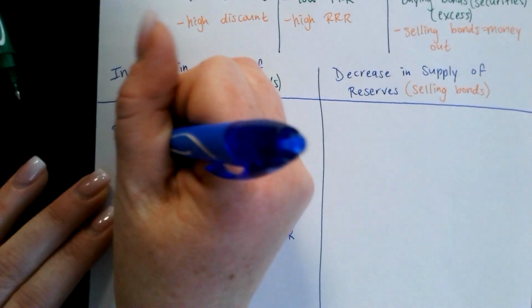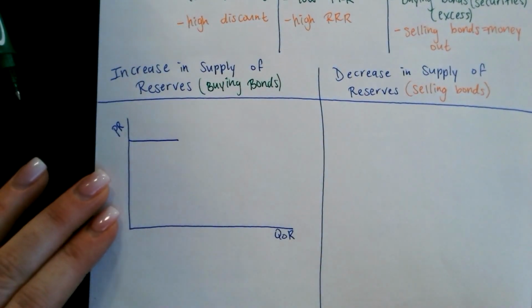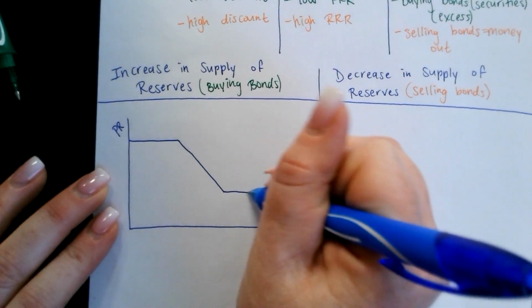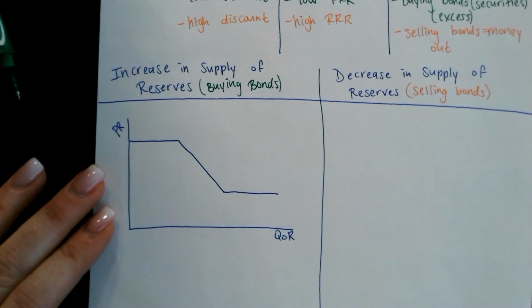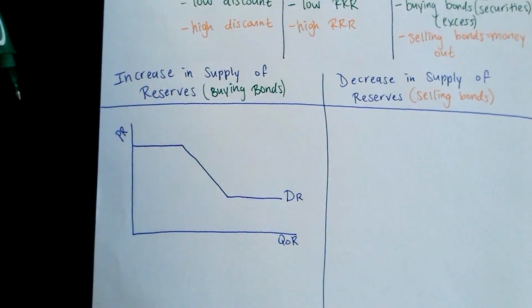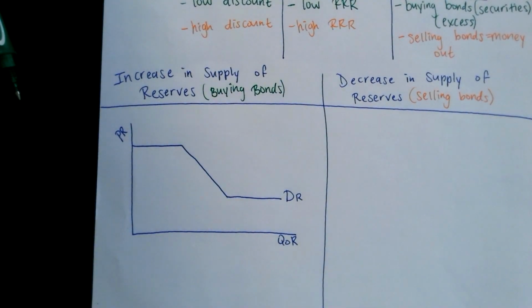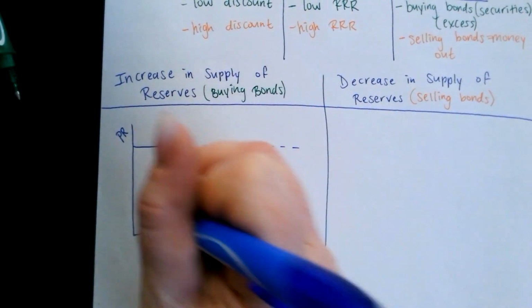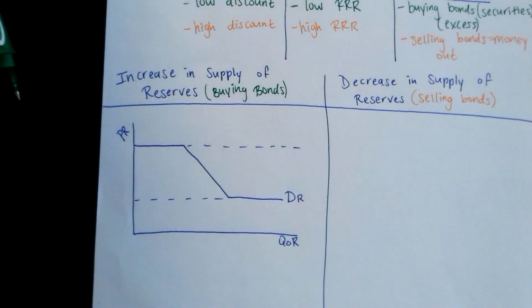There's an upper bound, which is a ceiling. There's an actual slope. There's a lower bound, which is your floor. And that whole experience is the demand curve for reserves. We ensure that the ceiling and the floor go across the graph. That's how you get full credit.